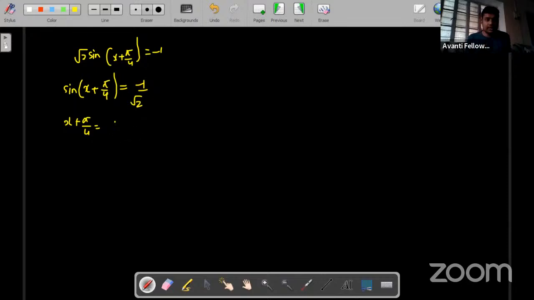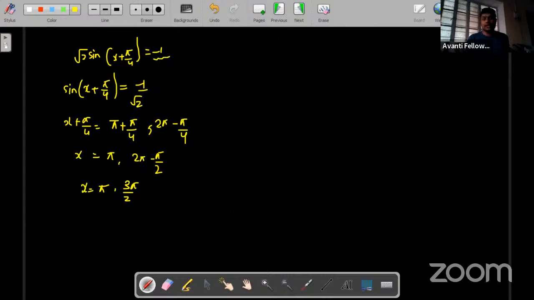So we'll be writing pi plus pi by 4, because in the third quadrant we write pi plus theta, and in the fourth quadrant we'll write 2 pi minus theta. Theta is pi by 4 again. So here we are getting x is equal to pi, since pi by 4 cancels, and here 2 pi minus pi by 4 minus pi by 4, so 2 pi minus pi by 2, which is 3 pi by 2. So we are getting two values of x where the function value is minus 1.